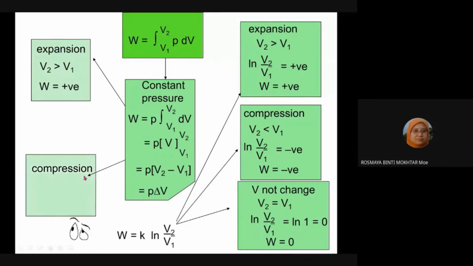So for compression also the same. The V2 will be smaller than V1. So if smaller than V1, what you get, the work will always negative. The work will always negative.